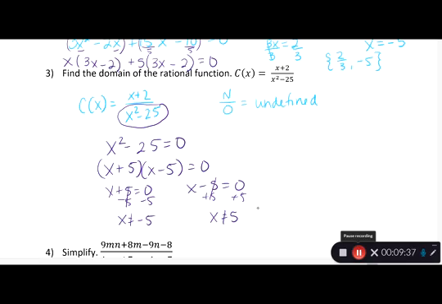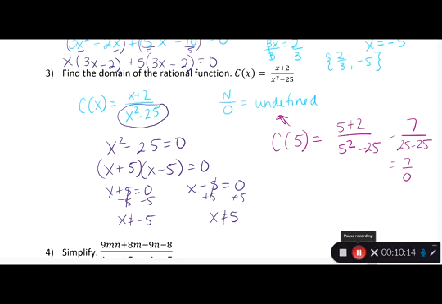Because if I take -5 or 5 and plug it in, right? So if I say 5, c of 5 equals 5 plus 2 over 5 squared minus 25. I would get 7 over 25 minus 25, which is equal to 7 over 0. And that is undefined. And the same thing would happen if I plugged in -5. So those are both answers, or x's, that we cannot choose. They're not an eligible x, right?